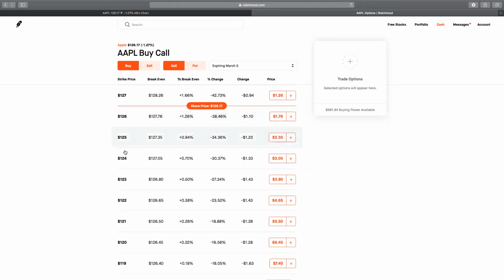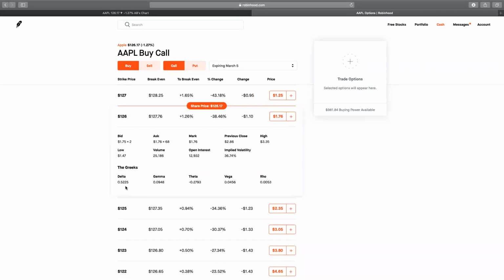Our strike prices below the share price in a call are in the money. You see the premiums get higher as we go deeper in the money. And so here, this delta is 0.52. So that's $52 for every dollar that Apple goes up. That's going to get added to our premium.